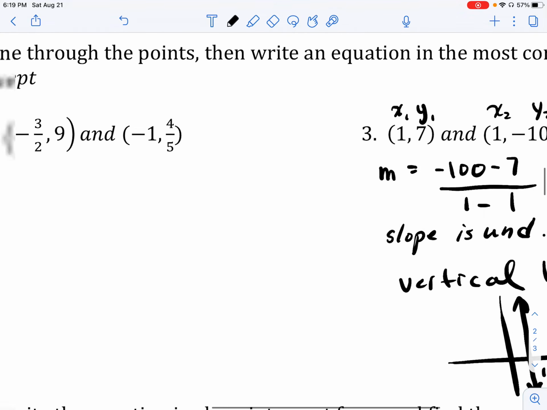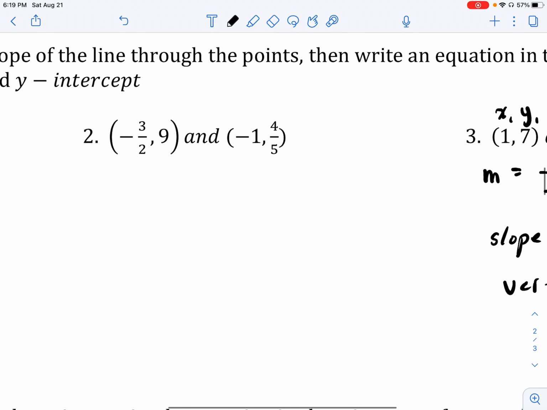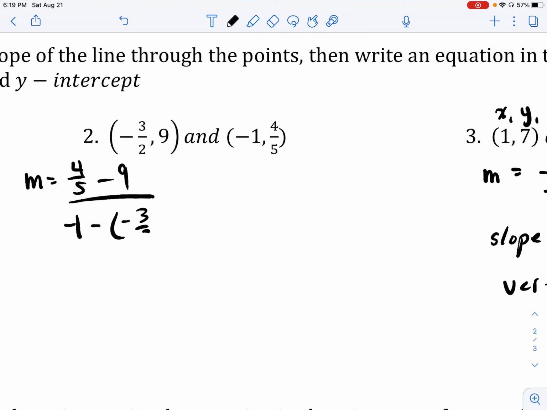Let's try number 2. Okay, so for this one, we got some fractions, but still very much doable. Let's first find the slope. So we're going to go 4/5 minus 9 over -1 minus -3/2. And from here, let's clean this up a little bit. Let's see, this is going to be -41 over 5 times 2, which is -82 over 5. So there's my slope. Well, now that I know my slope, let's write my equation in the most comfortable form.